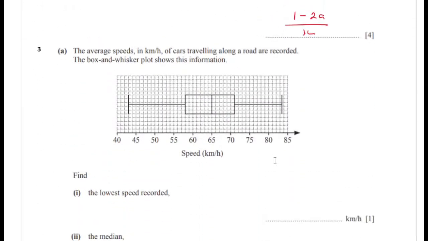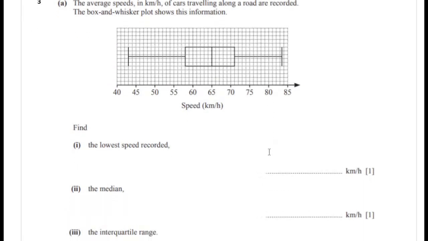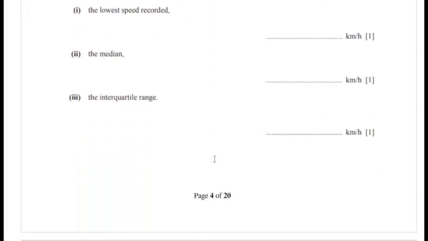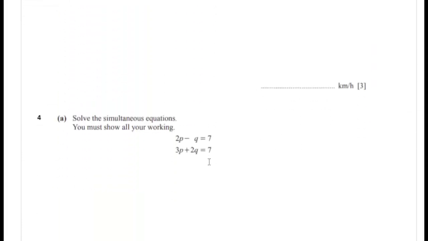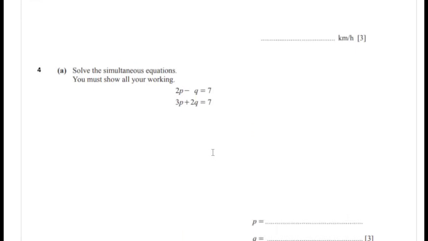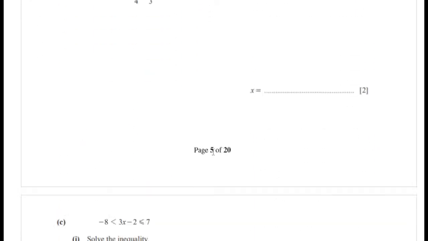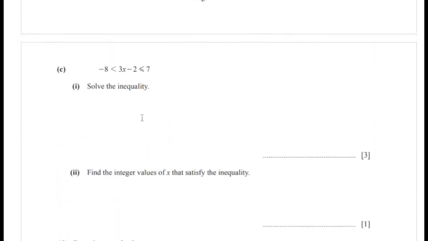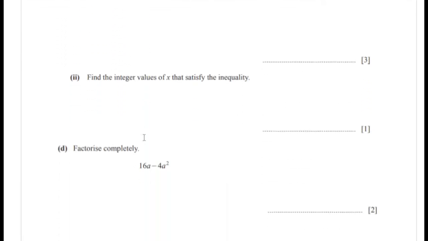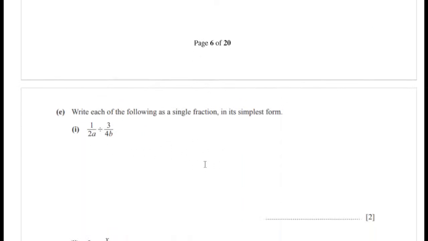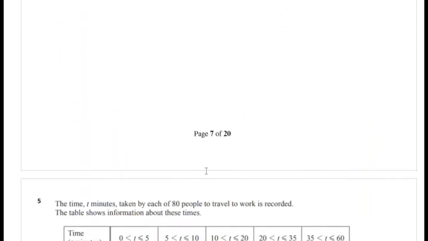Again this is a box and whisker plot and it is simple. You have to find the lowest speed recorded and the median. The lowest speed recorded is this, and the median you can see is this line. So again a simple question, nothing to discuss here. Now simultaneous equation, you can solve the simultaneous equation. Again no problem, it's simple. So I'm skipping all these questions which are quite simple.